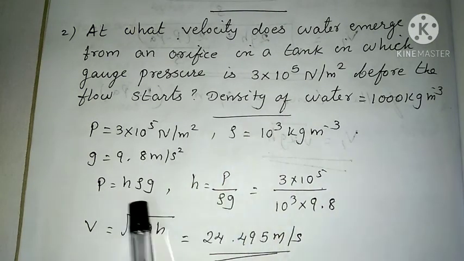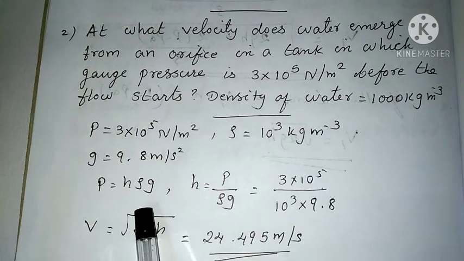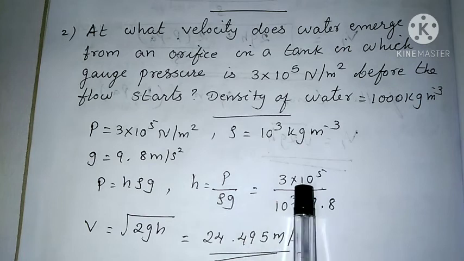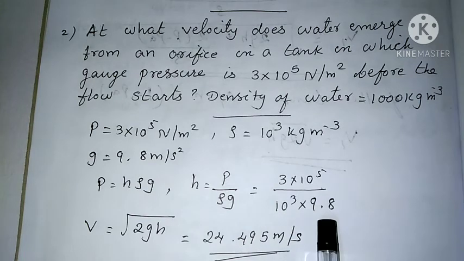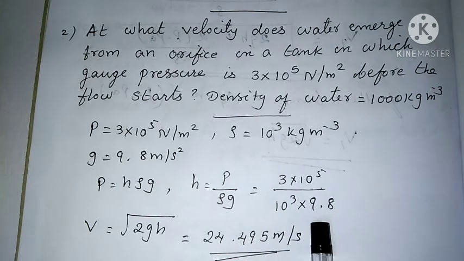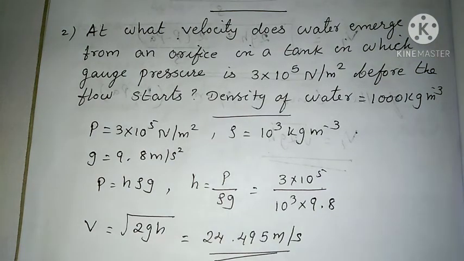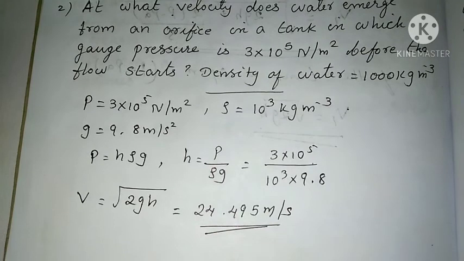Its formula is P equal to h rho g. So from that you want to find out h equal to P by rho g. So you substitute the value of pressure, then density, then g, etc. Then after that you want to find out the velocity of outflow of liquid. What is the formula for the velocity of outflow of liquid? It is equal to the velocity of a freely falling body, that is root 2gh. So by substituting the values you will get the answer 24.495 meter per second.